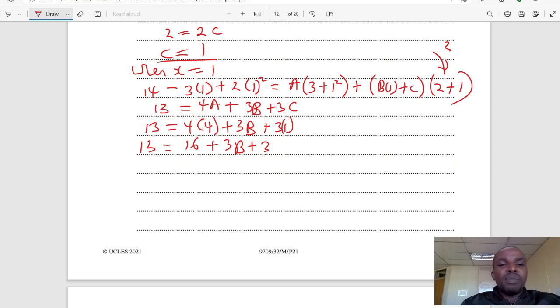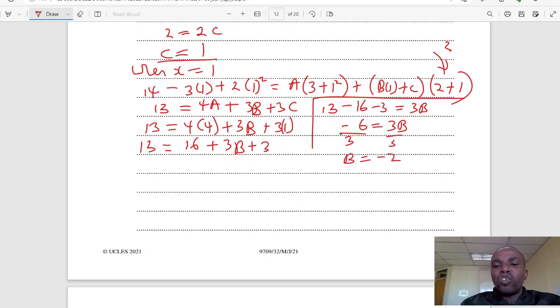Right, for the sake of my space, let me just simplify it somewhere here, so that I can use this space to write my final answer. So it will be 13 minus 16 minus 3 is equal to 3B. Then 13 minus 3 is 13 minus 3, minus 3 minus 3 is minus 6. It's equal to 3B. Then divide by 3, you get B equals negative 2.